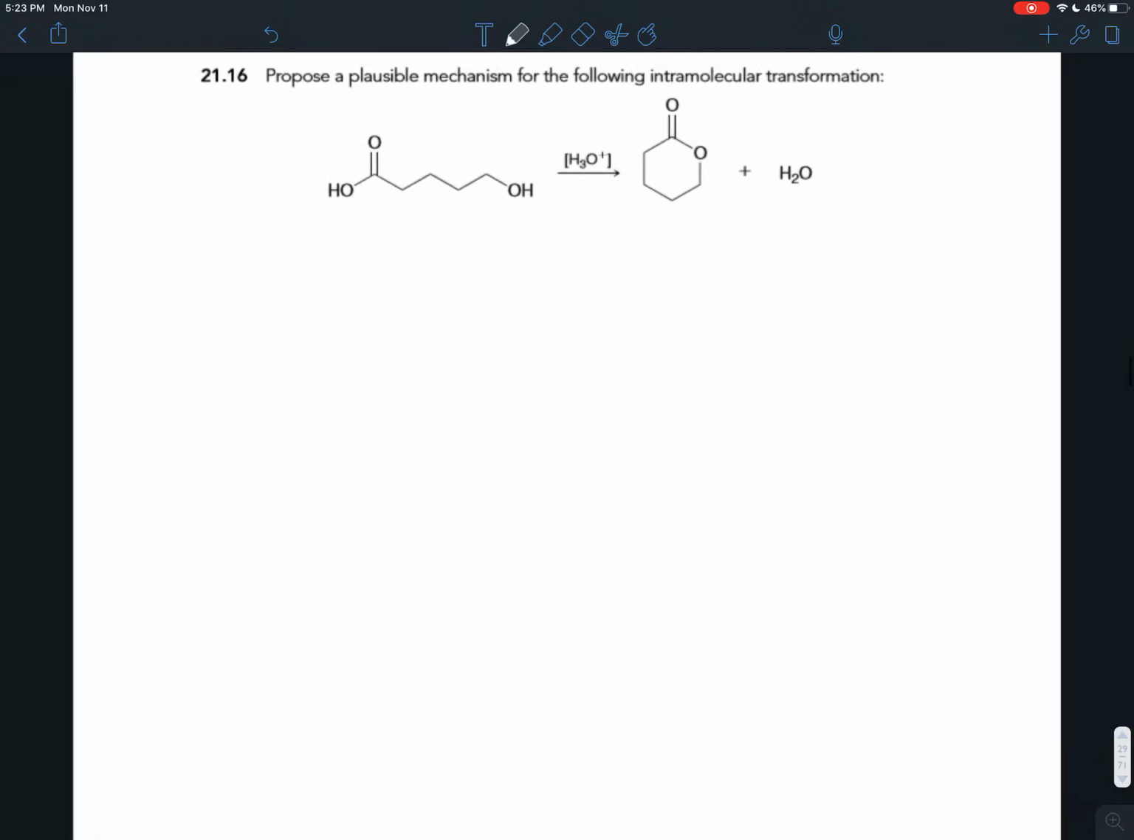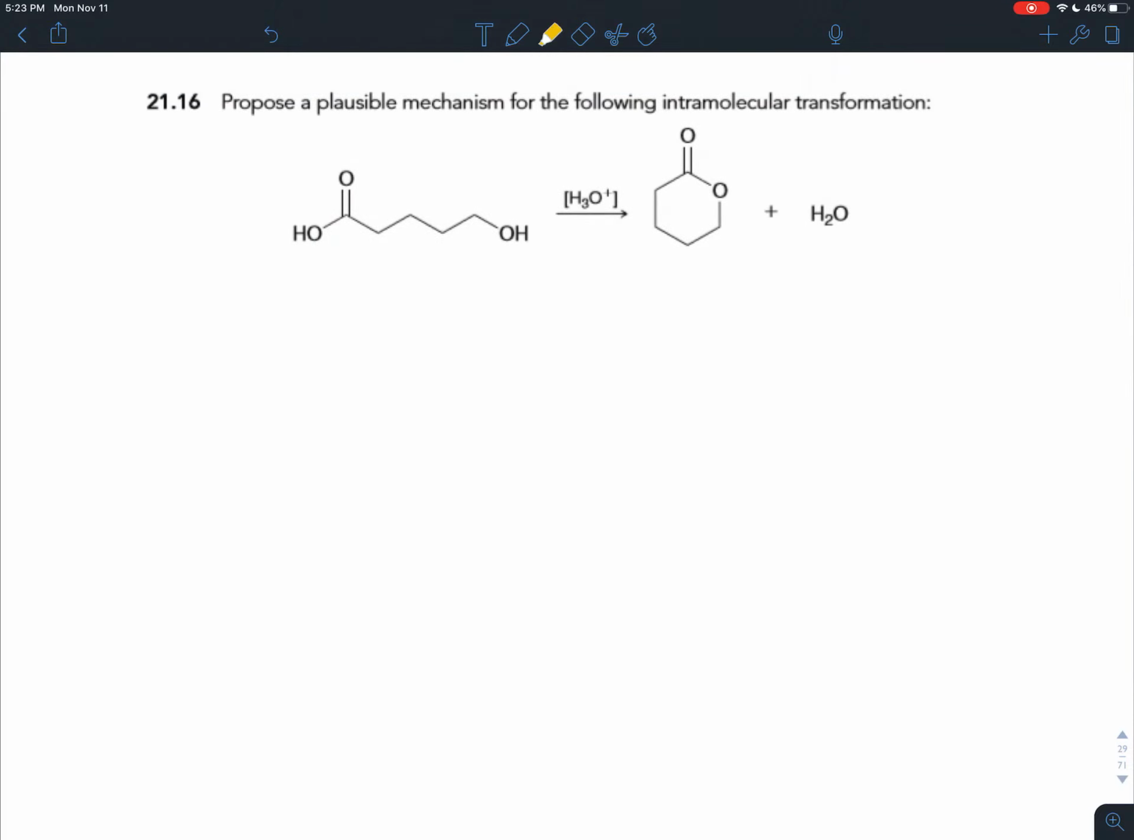If you look at the molecules they give you in exercise 2116, you'll notice some similarities. You have a carbonyl with 1, 2, 3, 4, 5 carbons in both molecules. A carbonyl with 1, 2, 3, 4, 5 carbons. The difference is one is a straight chain and the other is a ring.